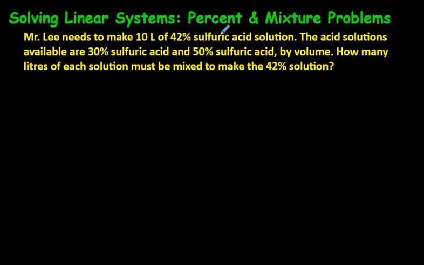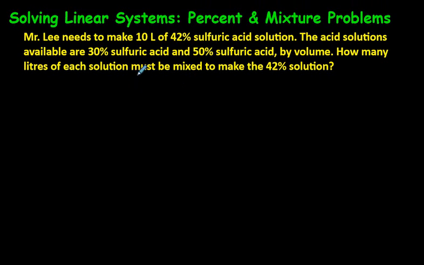Anyway, the acid solutions available: Mr. Lee wants to make 42% sulfuric acid. The only problem is he has one bottle of 30% sulfuric acid and another that contains 50% sulfuric acid by volume. How many liters of each of these two solutions have to be mixed together to make 42%? Do you see what I mean by a little complicated? Well, I would call it a little complicated too.